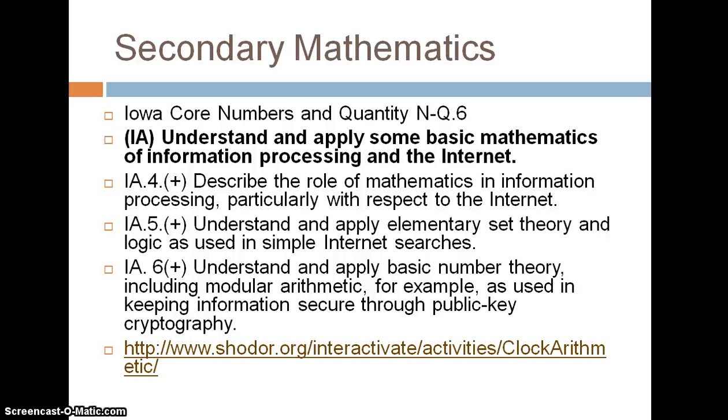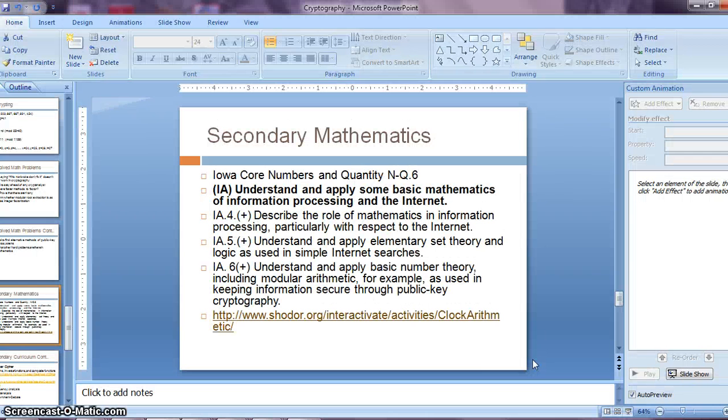So actually, the Iowa Core has a standard in the numbers and quantities domain that talks about information processing in the internet. And specifically, the number 6 one talks about basic number theory, modular arithmetic that's used for the public key cryptography. So there's a great applet I found online.